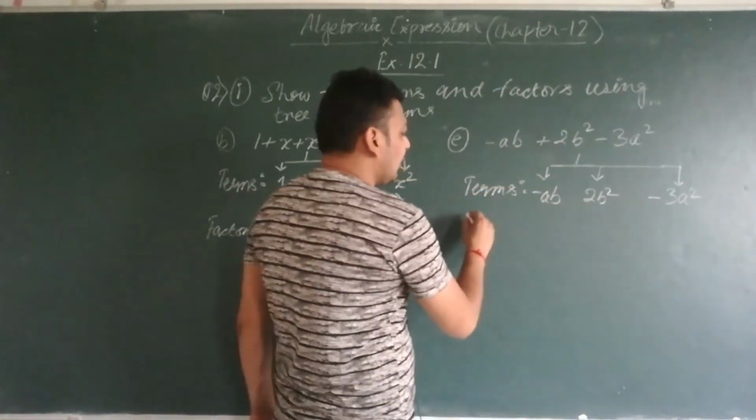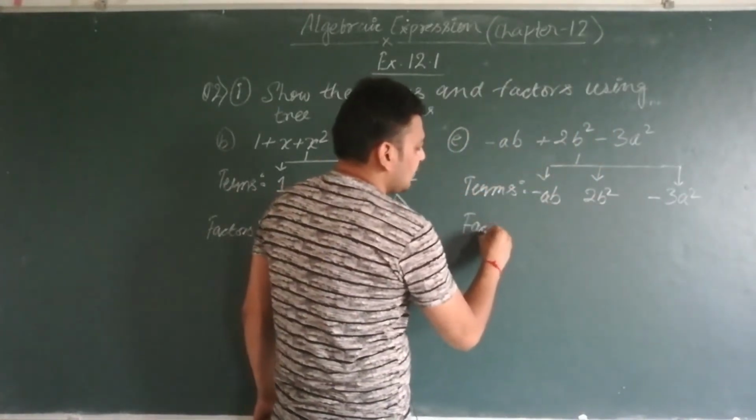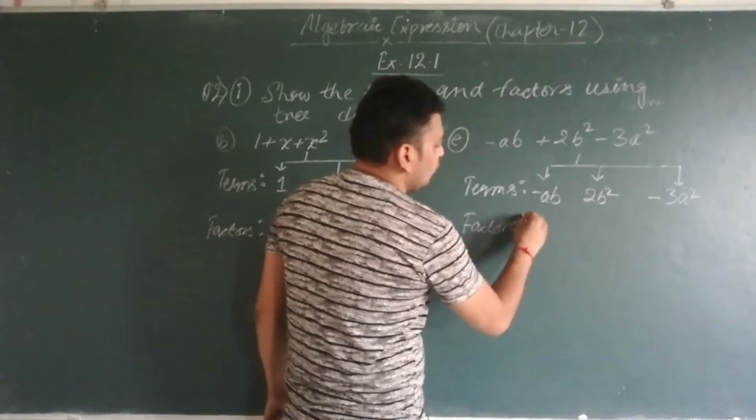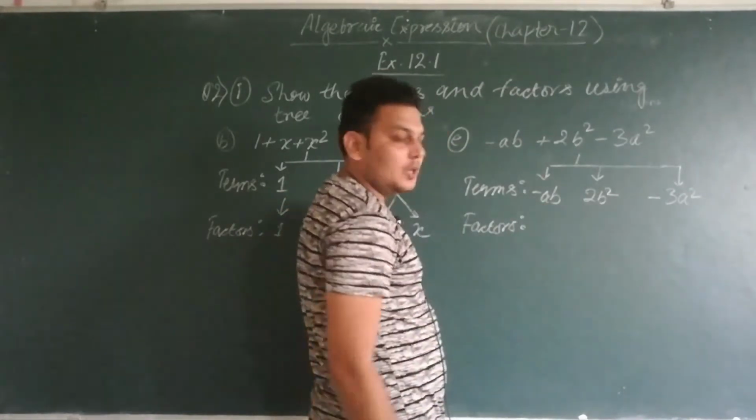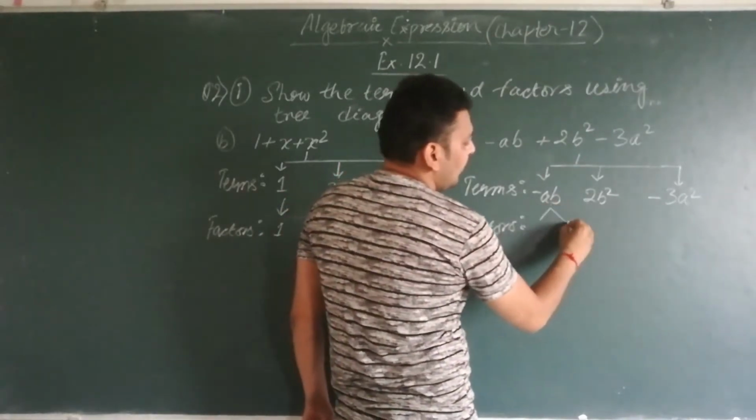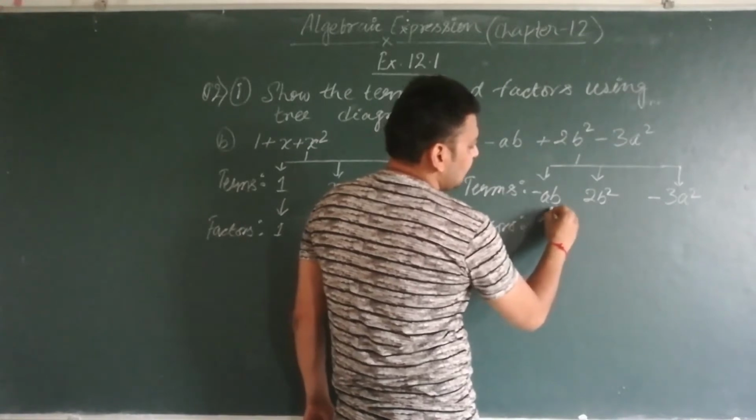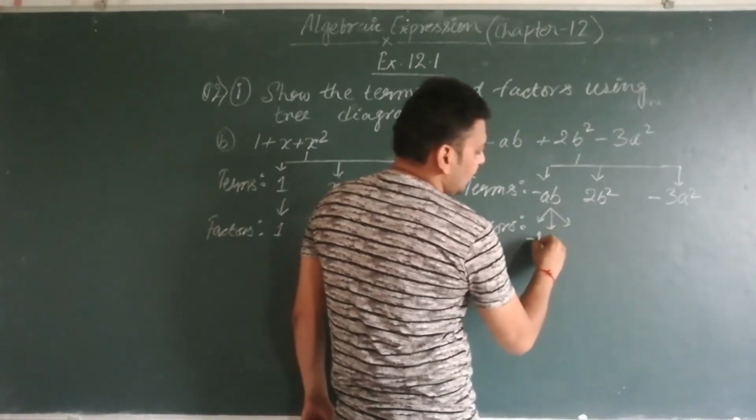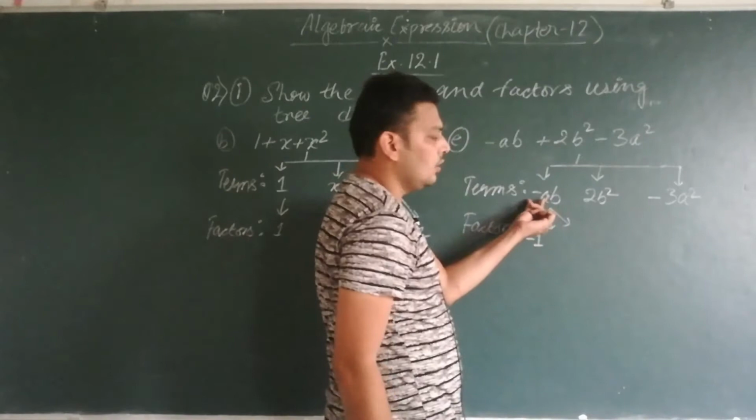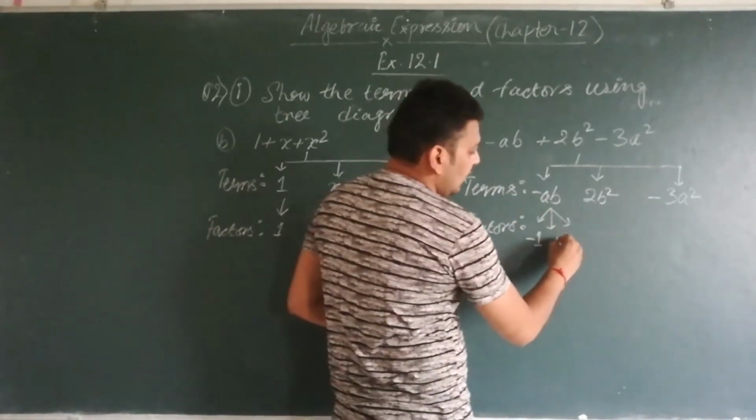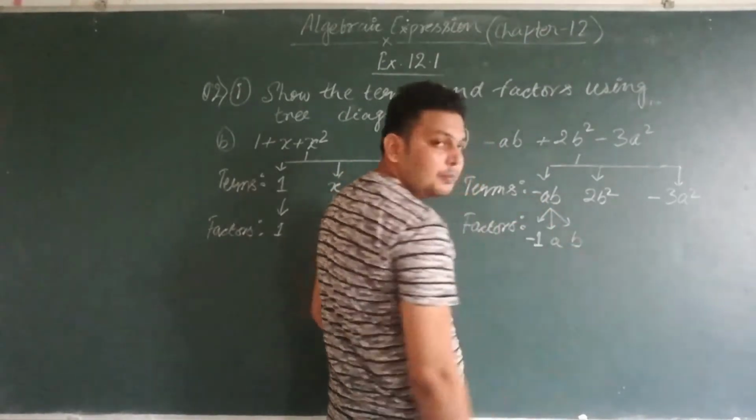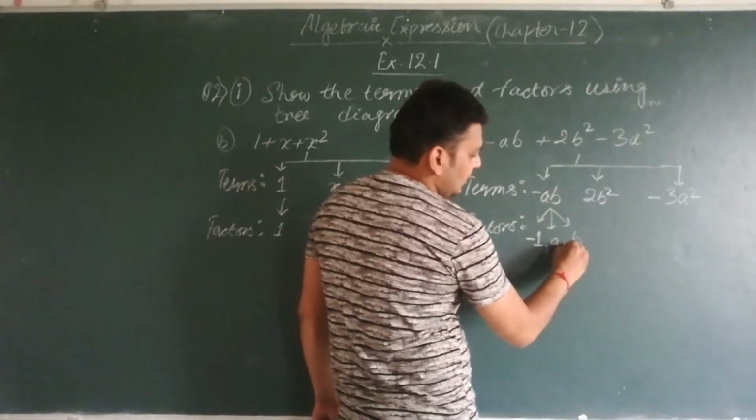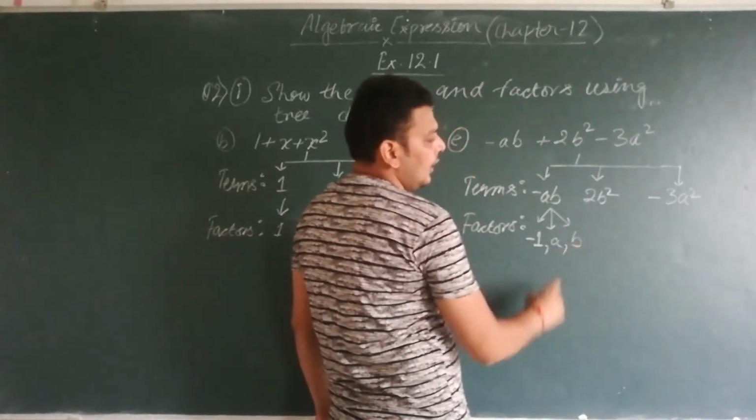Now we have to write the factors. Okay. So minus AB. The factor of minus AB is minus 1. Okay. Then a and b. So there are 3 factors: minus 1, a and b.